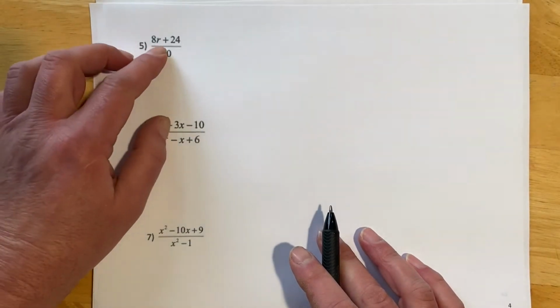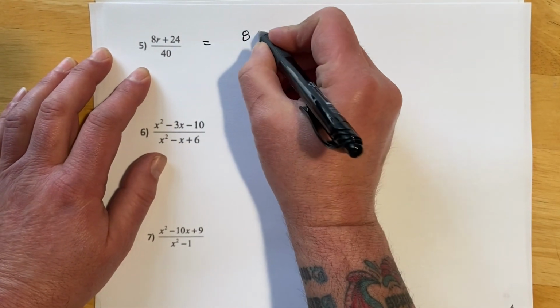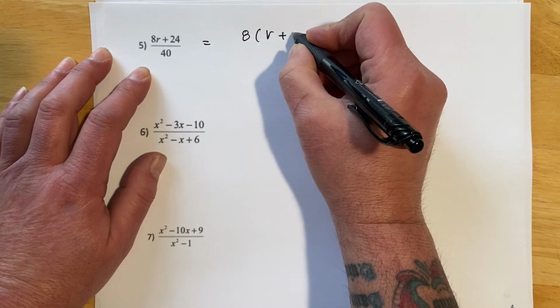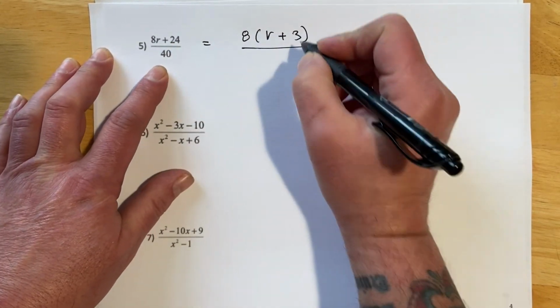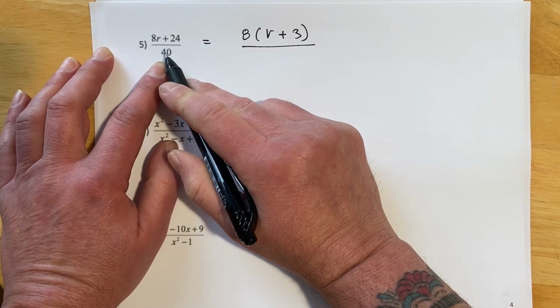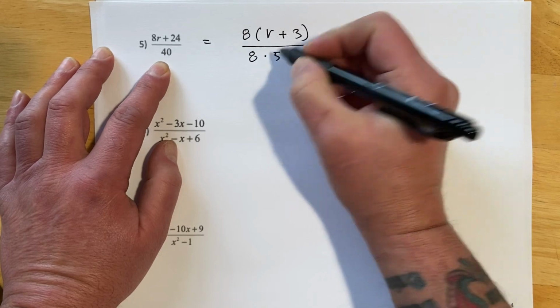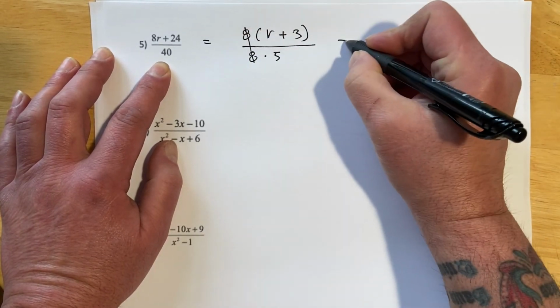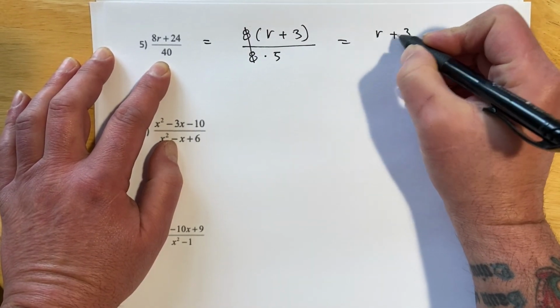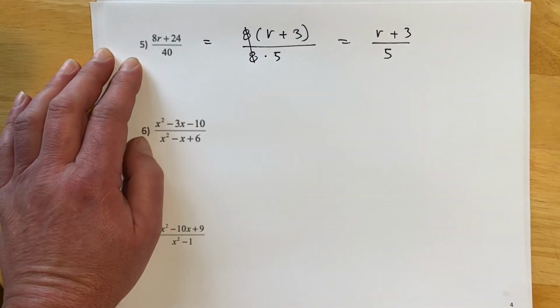Okay, for this next one, looks like in the numerator I can factor out an 8, so I'll do that. And I believe a 3 there. And then for 40, since I have that 8 out front, 40 breaks up a lot of ways, but I'm going to go 8 and 5 because it's going to be convenient. And it's going to allow me to cancel those 8s. And then r plus 3 over 5 would be my result.